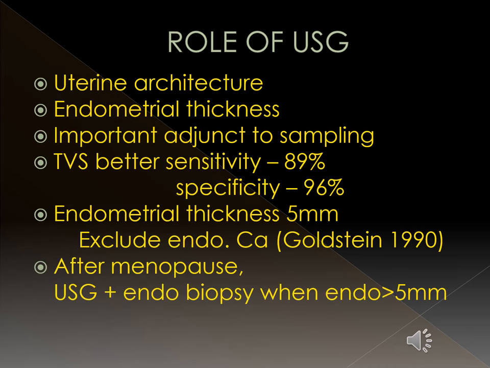Role of USG: uterine architecture, endometrial thickness, an important adjunct to sampling. Transvaginal sonography has better sensitivity, mainly 89%, and specificity is 96%. Endometrial thickness of 5 mm is normal; the excluded criterion is endometrial carcinoma, with biopsy as the gold standard. After menopause, USG plus endometrial biopsy is taken when endometrial thickness is greater than 5 mm.